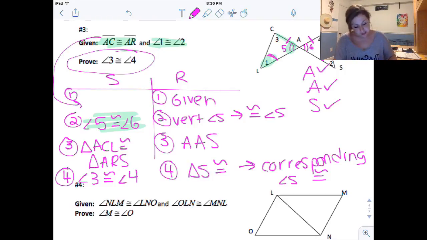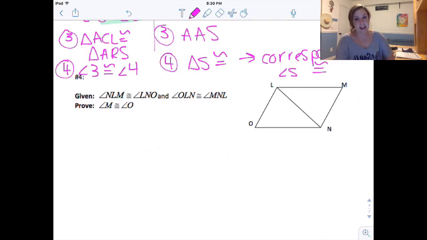All right. Let's look at this next one. So I'm given the angle NLM is congruent to angle LNO. Hey, those are alternate interior. I already see that this would mean I have parallel lines. I'm also given the angle OLN, that's this one, is congruent to angle MNL. That's this one. Hey, those are alternate interior too. There's a Z, right? So this is actually a parallelogram. You have opposite sides parallel.